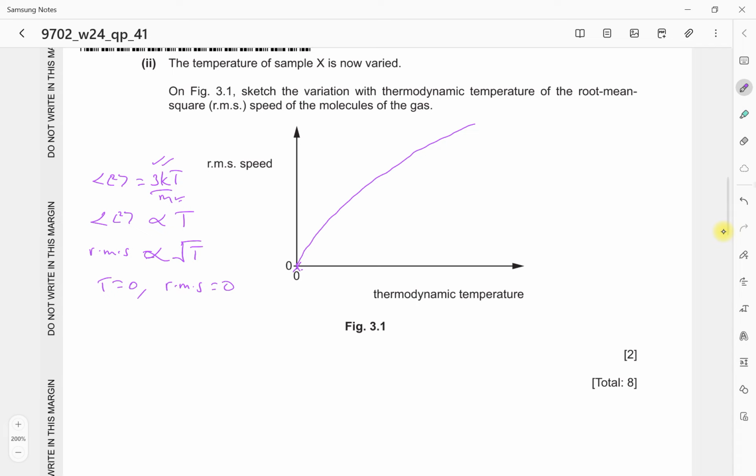Alternatively, we can check. When T equals 1, let's say the root mean square speed equals a constant times 1. When T equals 2, the root mean square speed equals a constant times the root of 2. When T equals 3, the root mean square speed equals a constant times the root of 3. So you notice that at all times, T is increasing more rapidly than the root mean square speed, because the root mean square speed is directly proportional to the square root of T. So that means there's going to be a graph of a decreasing gradient.